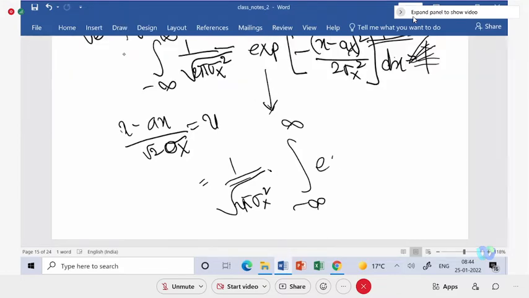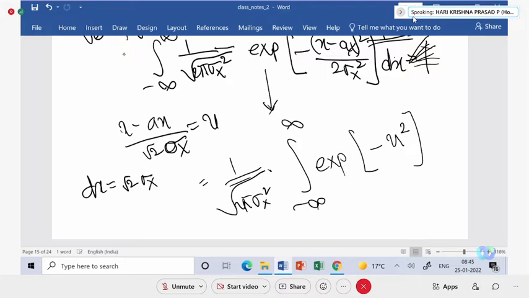E power minus, I can write u square, right? U square. What is dx? From this, dx becomes square root of 2 times sigma x du. So I need to write the same thing.